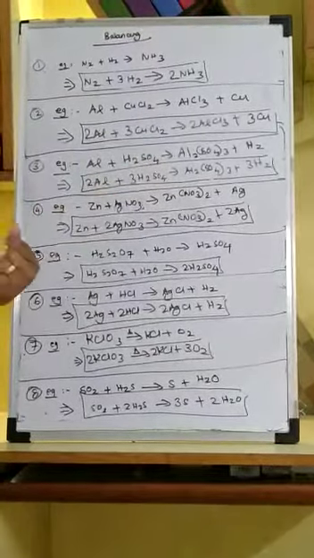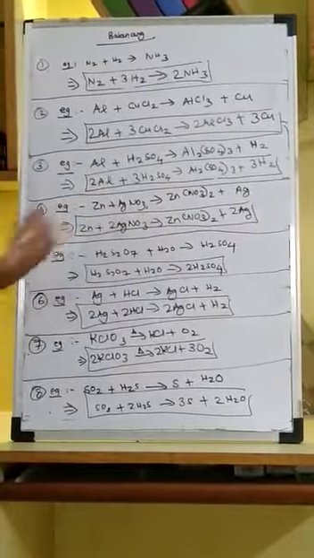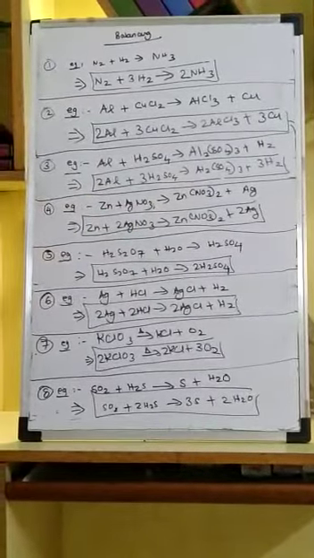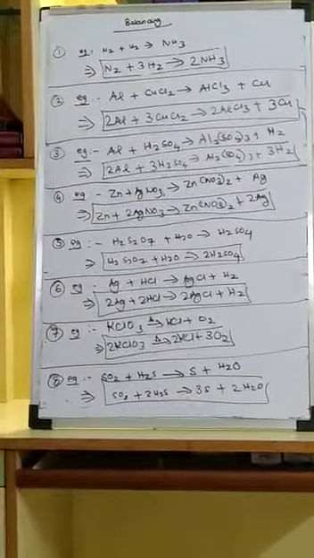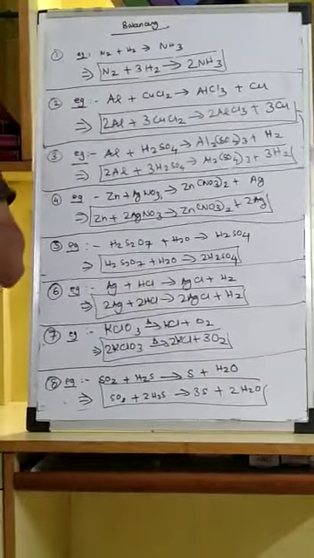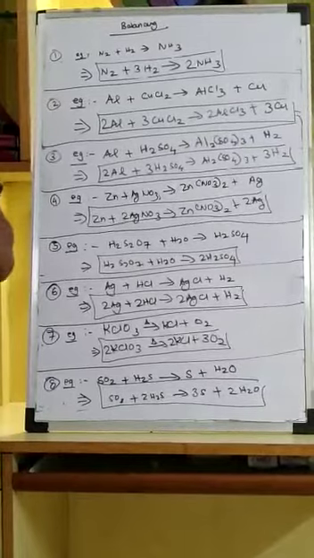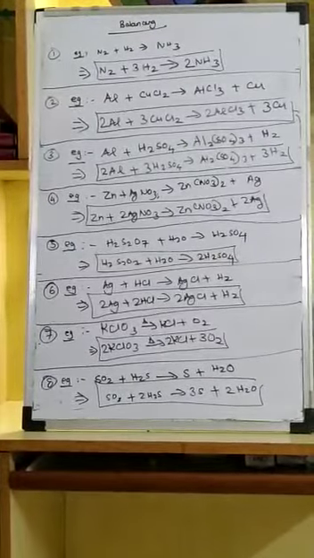Similarly, zinc plus AgNO3, zinc nitrate plus Ag. There are 2 nitrates, so I have to make it 2 nitrates with the stoichiometric coefficient on the LHS. That makes it 2 silvers, so I can compensate it with 2 silvers on the RHS. So now on the LHS and the RHS, I have 1 zinc, I have 2 nitrates, and I have 2 silvers respectively.